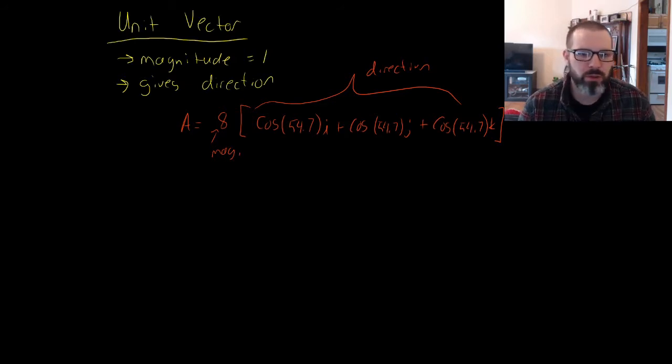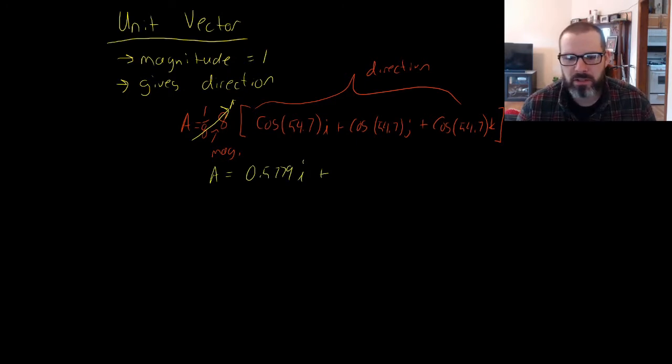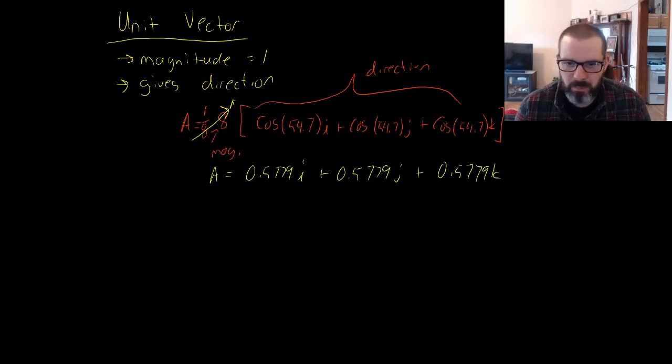If we multiply this whole thing by 1/8, the 8 and 1/8 will cancel and go to 1, giving it a magnitude of 1, making this a unit vector. If we go through, A will then be equal to 0.5779 I plus 0.5779 J plus 0.5779 K. And that is our unit vector for A.